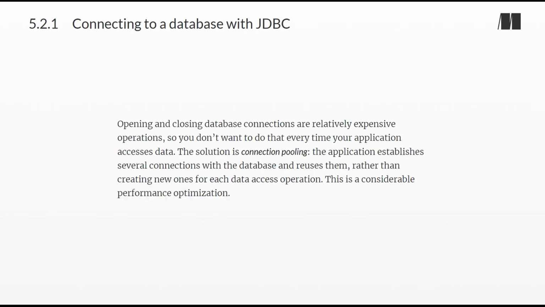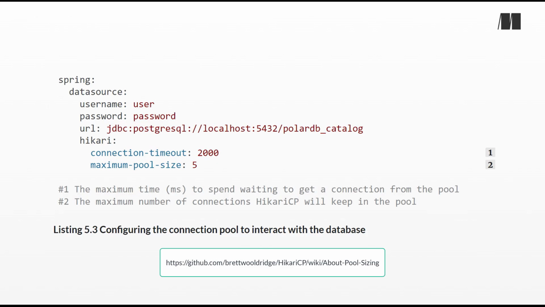Opening and closing database connections are relatively expensive operations, so you don't want to do that every time your application accesses data. The solution is connection pooling. The application establishes several connections with the database and reuses them, rather than creating new ones for each data access operation. This is a considerable performance optimization. Spring Boot uses Hikari CP for connection pooling, and you can configure it from the application.yml file.